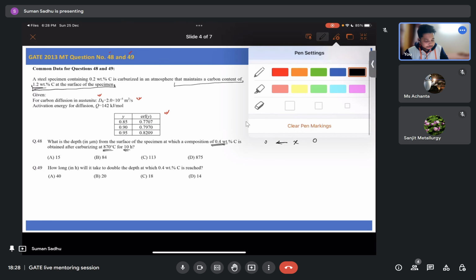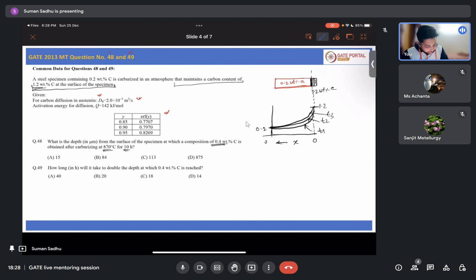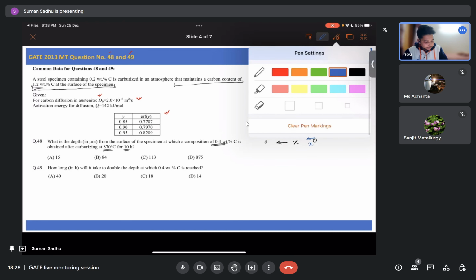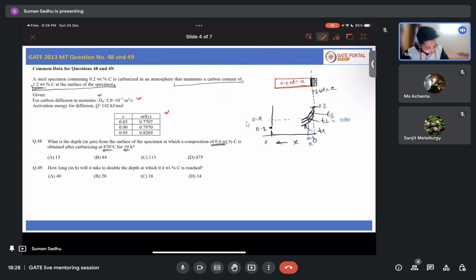At the interface x is considered 0. Now we have to find out where the carbon concentration is, let's say, 0.4, and let's say this t2 is after 10 hours. So this location, this x, you have to find out. Let me remove the other curves. Only one time curve I'm keeping, otherwise it will be confusing. Is the question clear, what you have to find out?